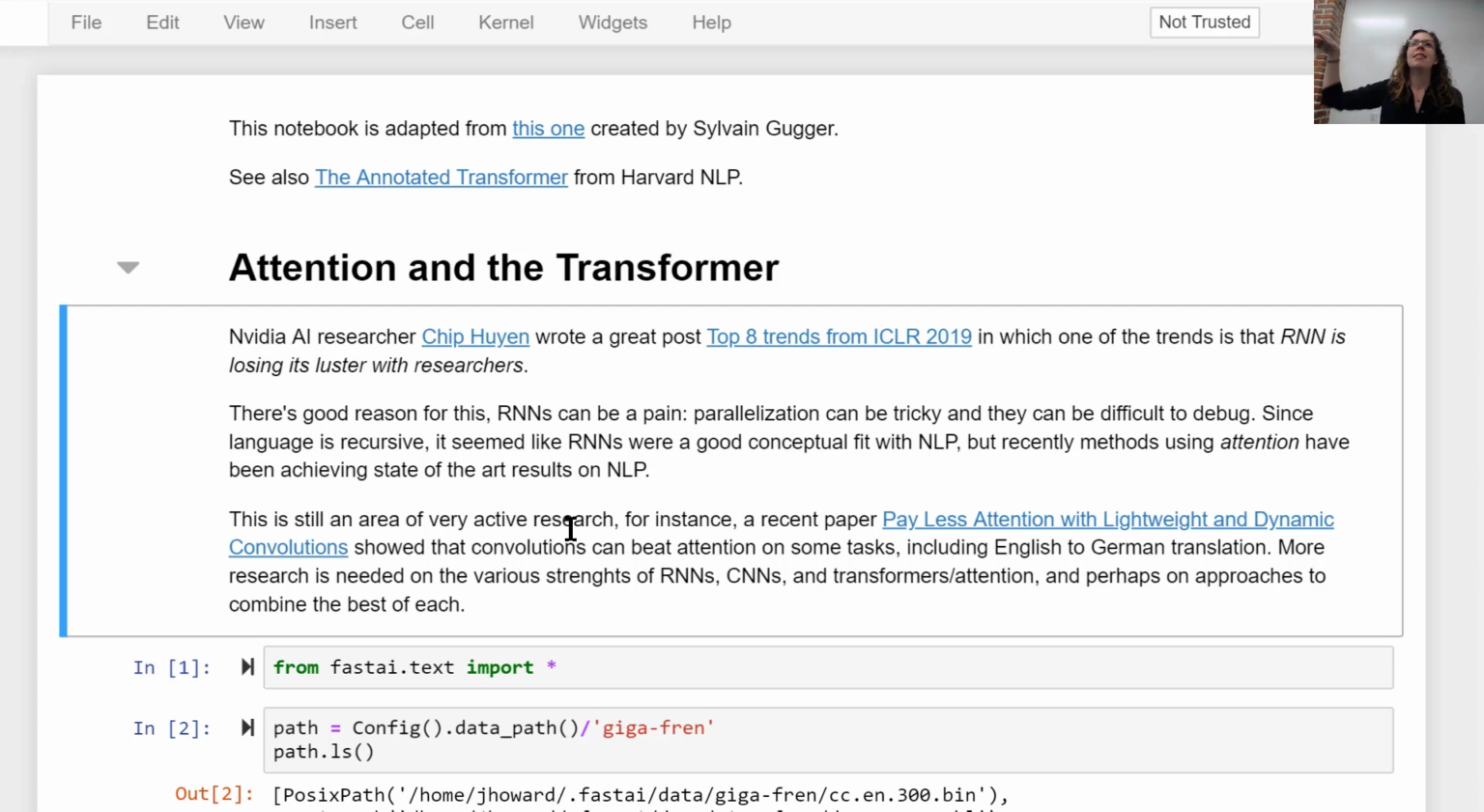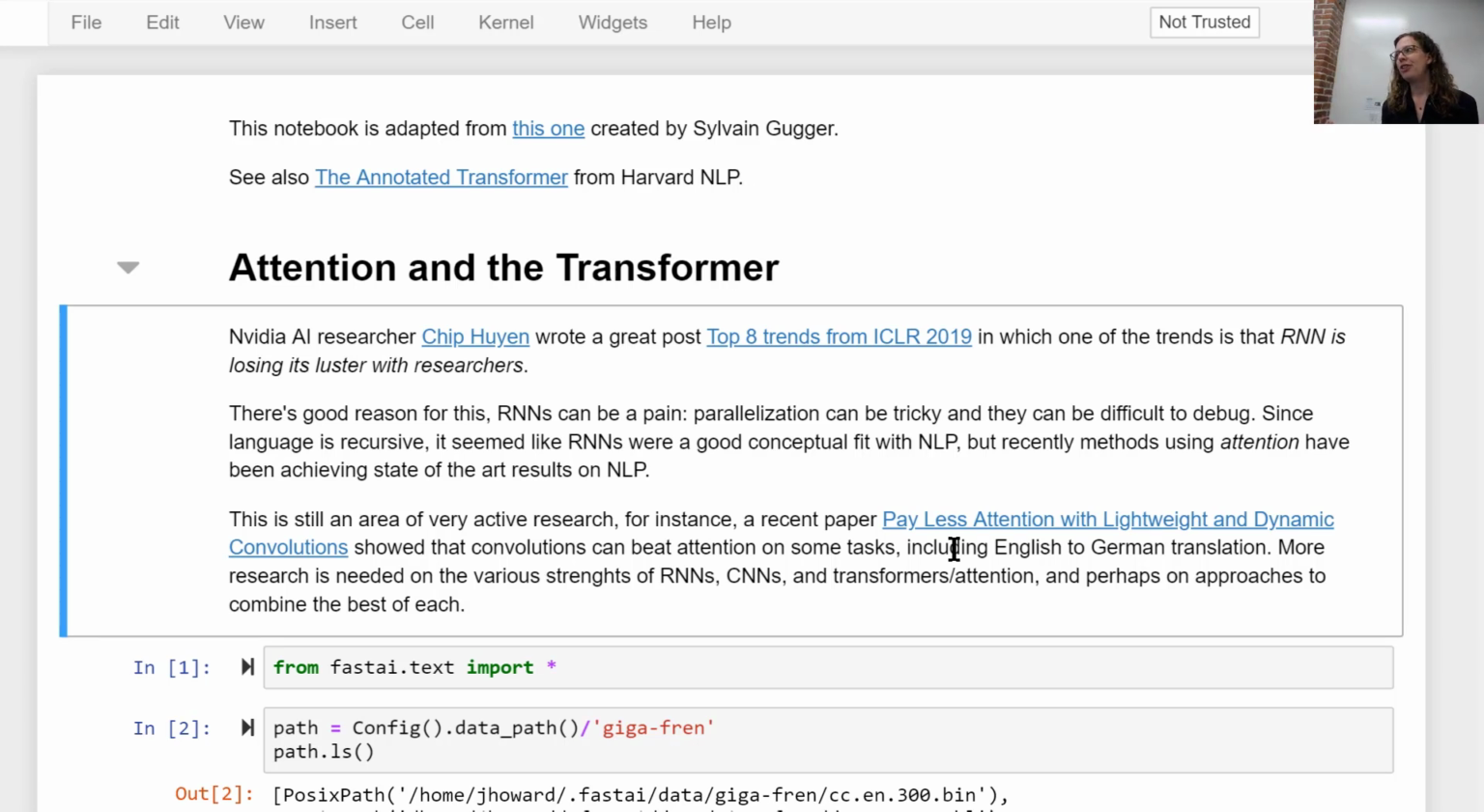However, this is still very much an open question, with research coming out all the time, and it's unclear what's going to end up being best in terms of attention versus RNNs versus CNNs, or whether there are ways to combine aspects of those. And I think we mentioned last time there was a paper that came out earlier this year, Pay Less Attention with Lightweight and Dynamic Convolutions. In their research, they showed convolutions outperforming attention.